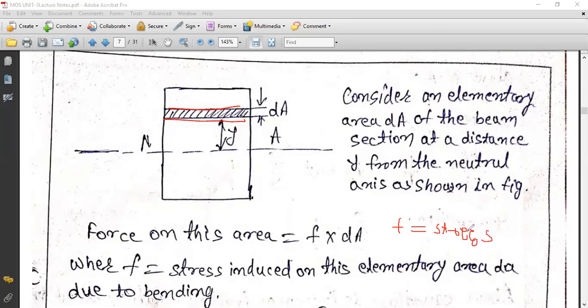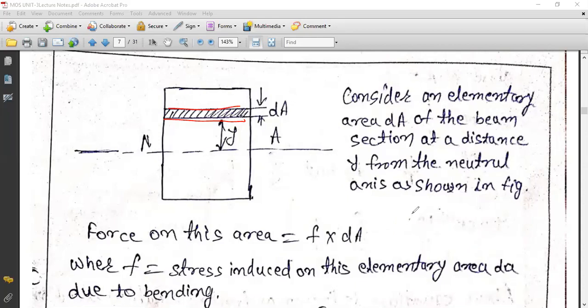So F is equal to what? F is equal to stress. So you can write F, force on this area is what? And what is the force? What is the formula for determining the force? What is the formula for stress? Stress is equal to what? P by A, force upon area. So force on this elementary area is what?